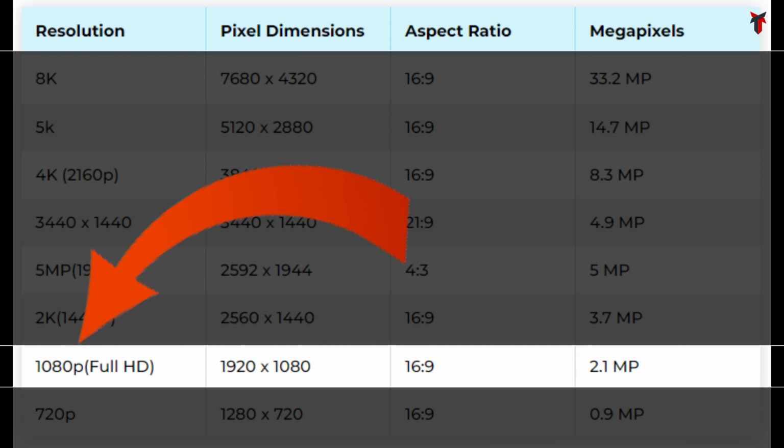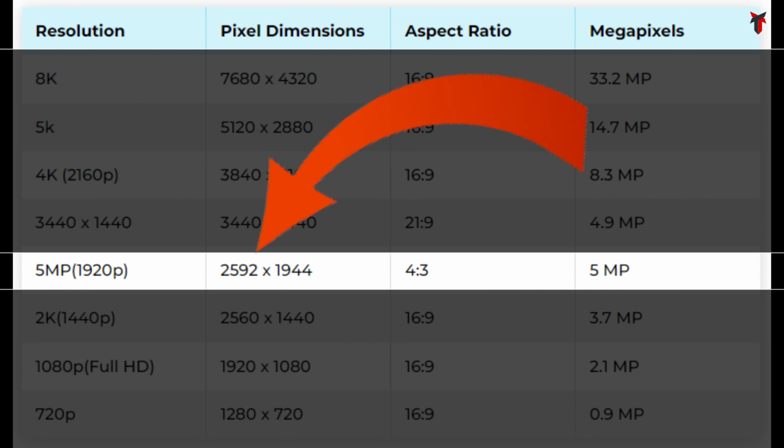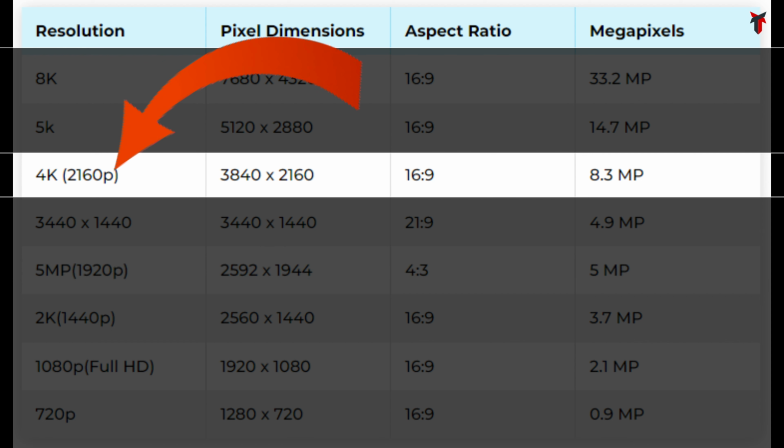This also comes in a 16:9 aspect ratio and the minimum megapixels needed to record this is 2.1 megapixels. If we talk about the 1944p resolution such as the DDPai Z40 or the 70mai A500, it is 2592 by 1944 pixel dimensions, which comes in a 4:3 aspect ratio and needs a 5 megapixel sensor as a minimum. If we talk about 4K, this is a proper 3840 by 2160 pixels in 16:9 aspect ratio and this needs at least an 8 megapixel sensor in order to capture the entire footage in native 4K resolution.